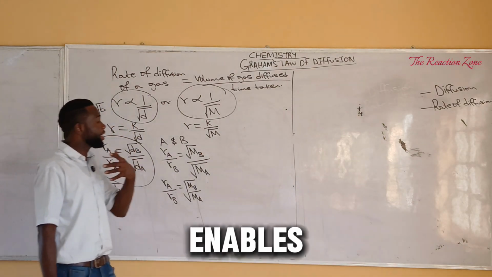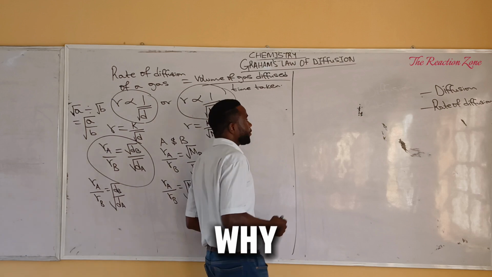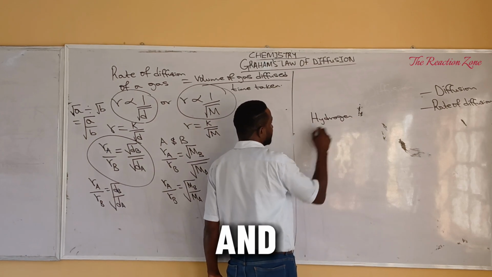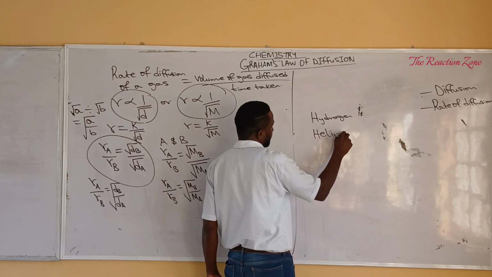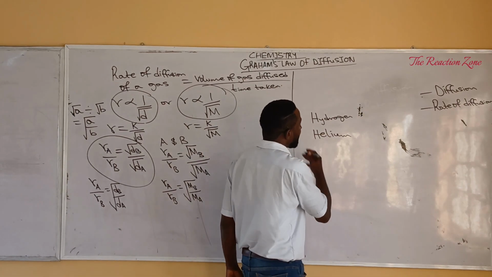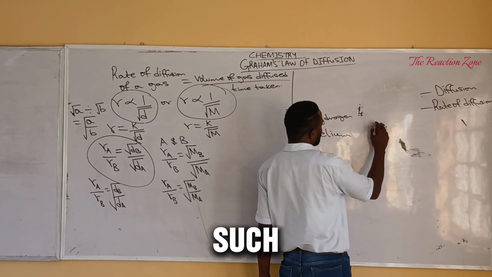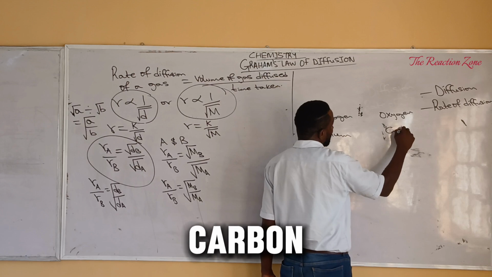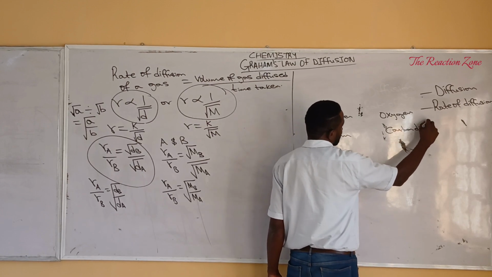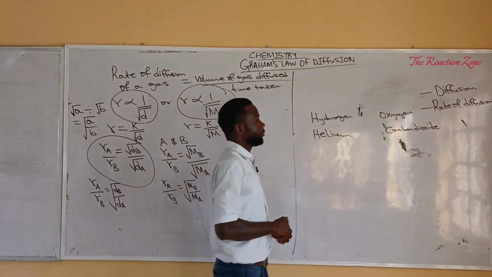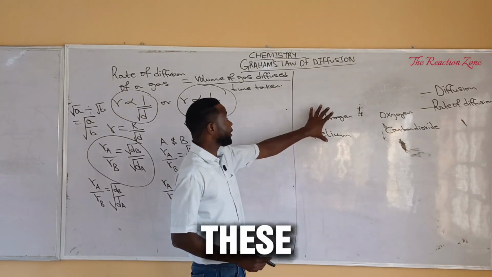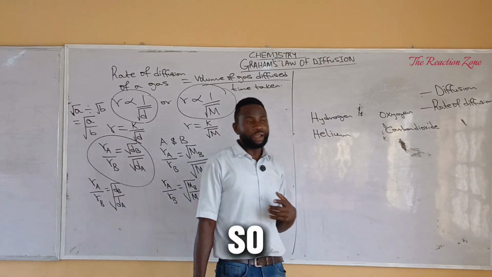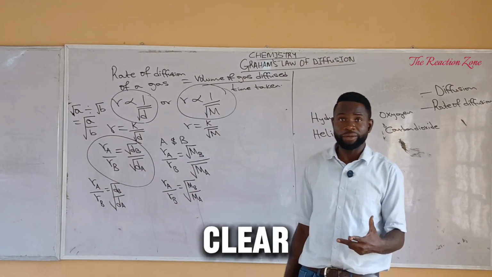Graham's law of diffusion enables us to understand why gases such as hydrogen and helium diffuse faster when compared to gases such as oxygen and carbon dioxide. The reason is because these gases are lighter than these ones. So I believe this basic explanation of Graham's law is clear.